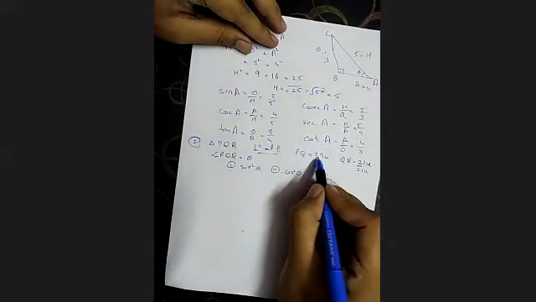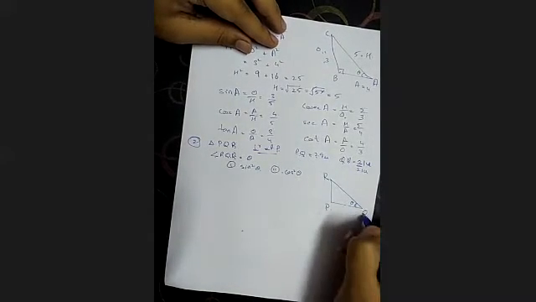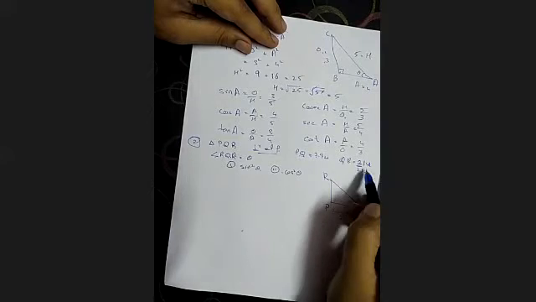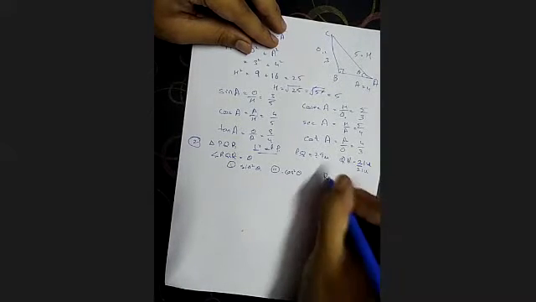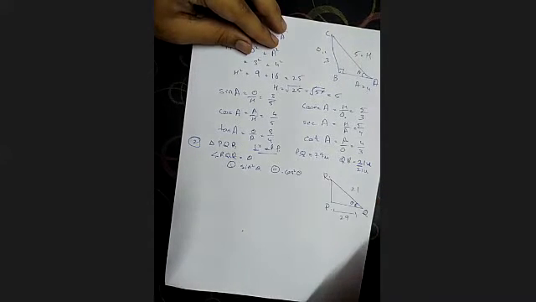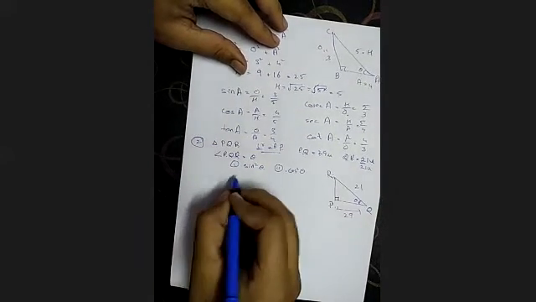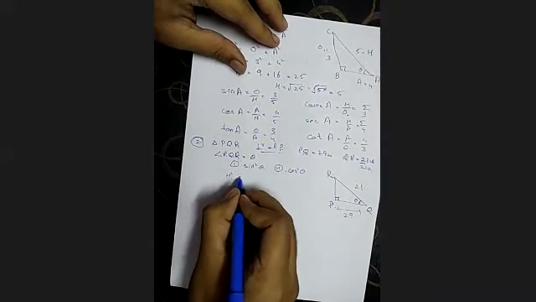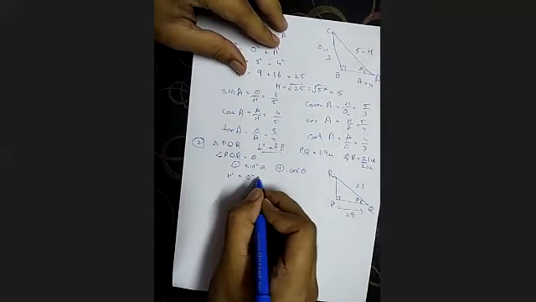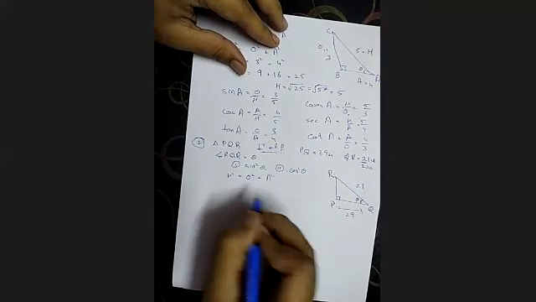So PQ is equal to 29. QR is 21. Right angle is at P. So first of all, we have to use the Pythagoras theorem to find PR. What is Pythagoras theorem? Square of hypotenuse is equal to opposite square plus adjacent square.